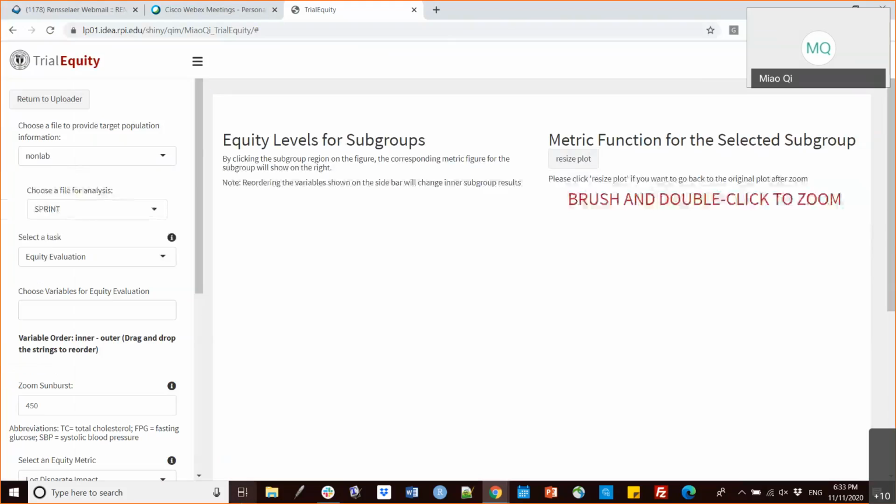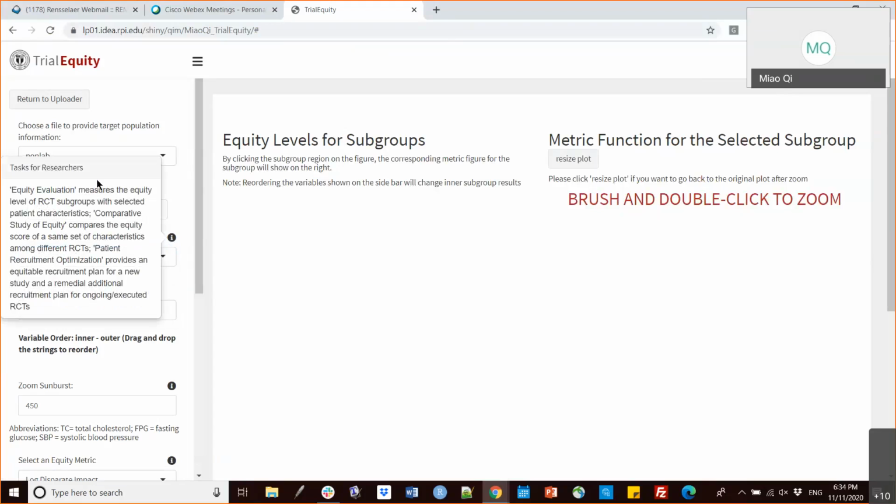And then we can go to the main page for this application. Before you start the analysis, you need to select which file you will use to estimate your target population data. And then you need to select the current file that you want to analyze. I select the SPRINT here, and then you need to select which task you want to perform. You have three different tasks, for the user and for the researcher.